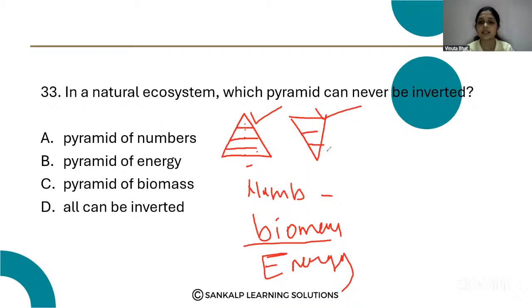So in a tree ecosystem there is only one tree, but more insects are there and more birds are there. Compared to insects, more birds are there which feed on the insects. So here, considering the numbers, it becomes 1, 10, 100. So this is the inverted pyramid.